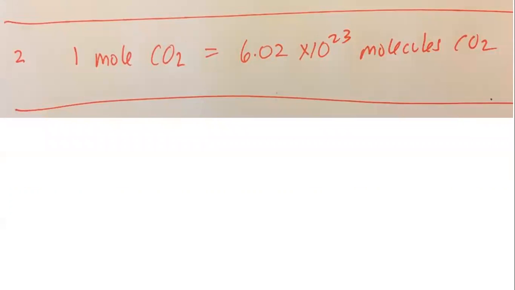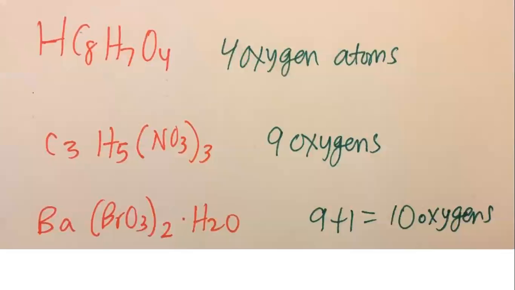The second question is actually really easy. How many molecules are in 1 mole of carbon dioxide? There's no math here. This is a definition. There's Avogadro's number of molecules of CO2. 1 mole of CO2 is equal to 6.02 times 10 to the 23rd molecules of CO2.